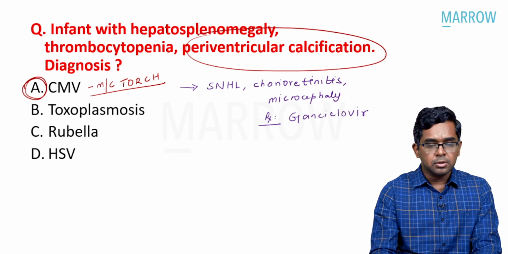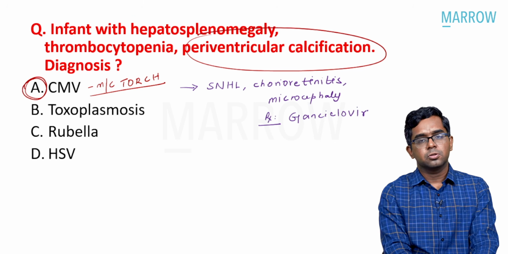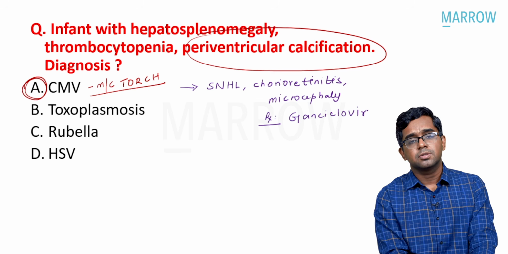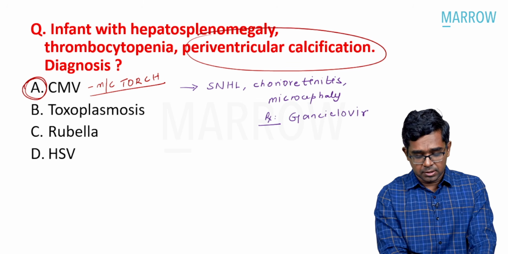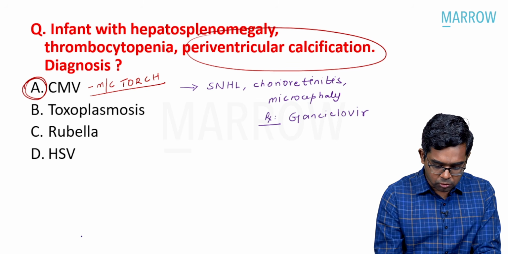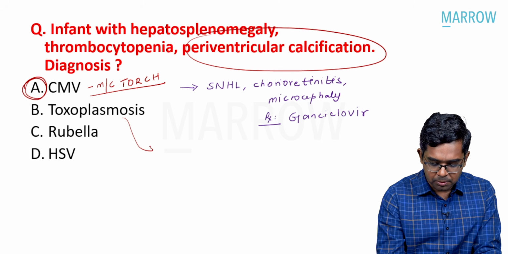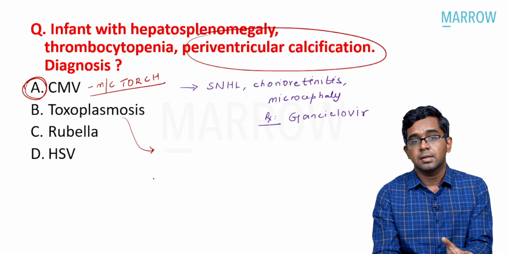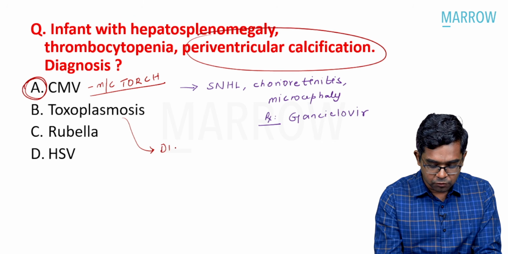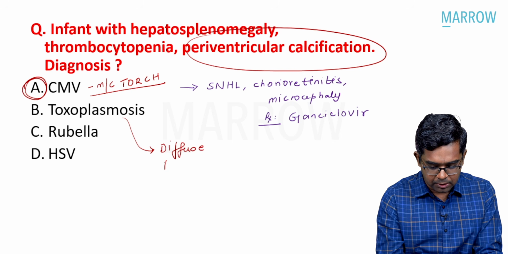Now, among the other given options like rubella, HSV and toxoplasmosis, one condition is also associated with intracranial calcification. What is that? Yes, it is toxoplasmosis, but the point about toxoplasmosis is that it is not periventricular calcification, it is diffuse parenchymal calcifications.